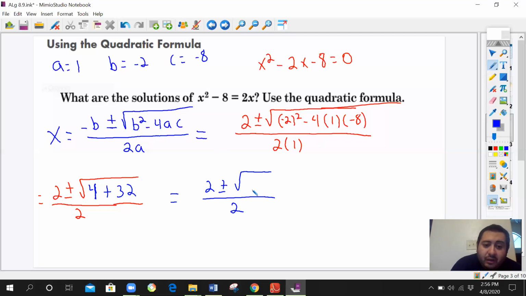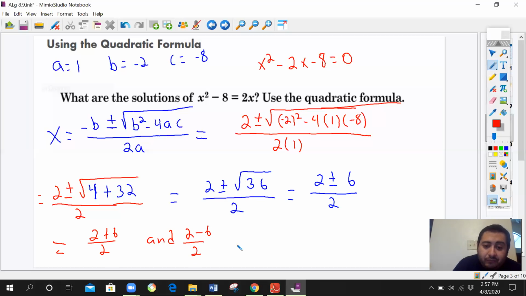Square root of 32 plus 4 is 36. Now we have the square root of 36, and since it's a perfect square, we have 2 plus or minus 6 all over 2. All right, so we had 2 expressions, which is 2 solutions. We had 2 plus 6 over 2 and 2 minus 6 over 2.